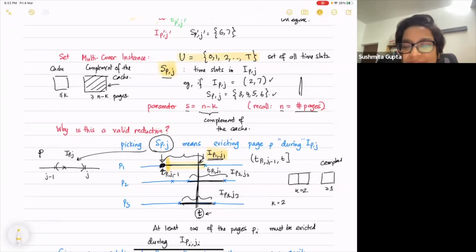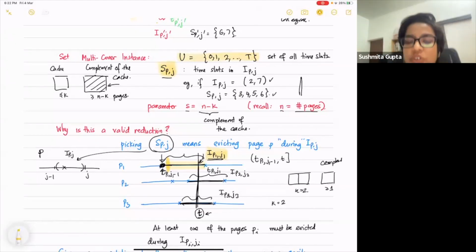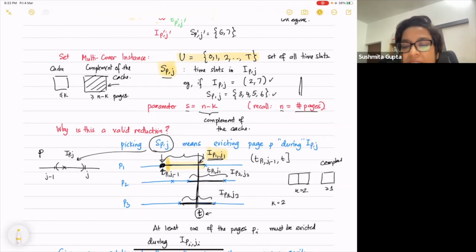May I just add one thing? Just a clarification. It's not necessary that between 2 consecutive requests, like at the (j1-1)th point and j1, page p1 had to be evicted. It's just that for this purpose, it doesn't matter, because there will be some other n minus k.